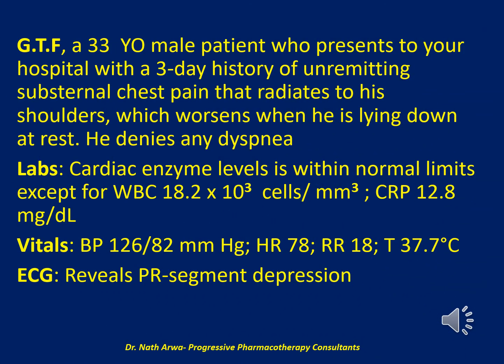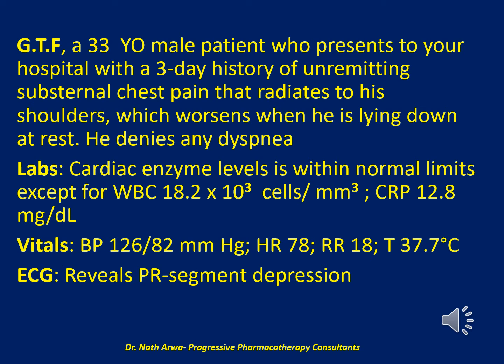And the next question reads, GTF is a 33-year-old male patient who presents to your hospital with a 3-day history of unremitting substernal chest pain that radiates to his shoulders, which worsens when he is lying down at rest. He denies any dyspnea. His pertinent labs include cardiac enzyme levels within normal limits except for a WBC of 18.2 times 10^3 cells per millimeter cubed, a CRP of 12.8 mg per deciliter.